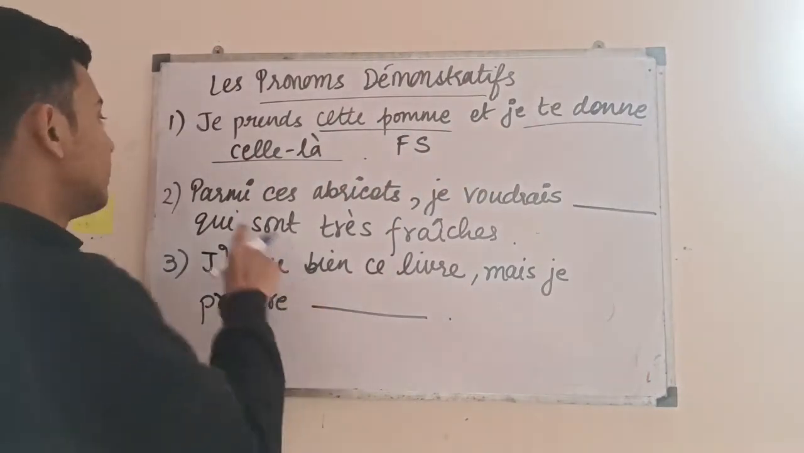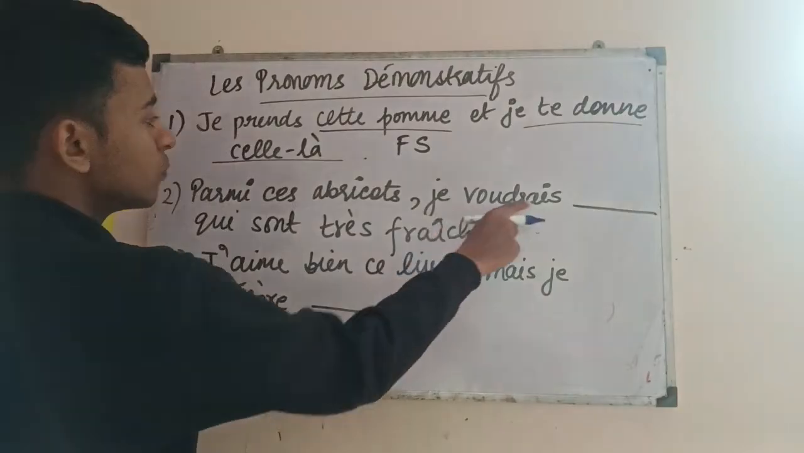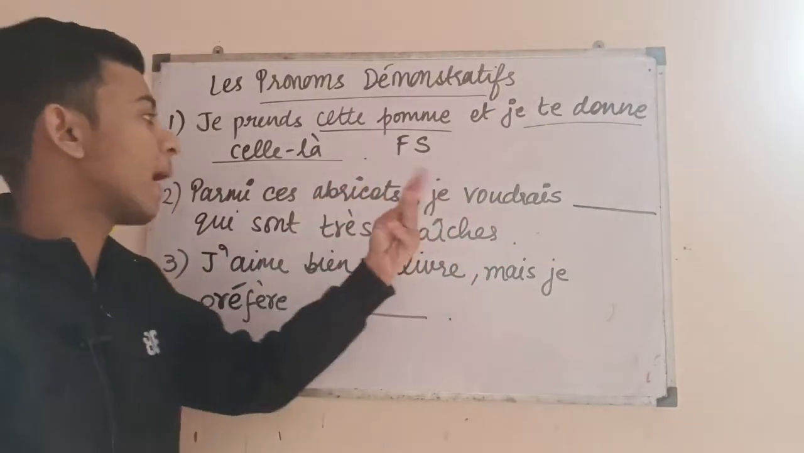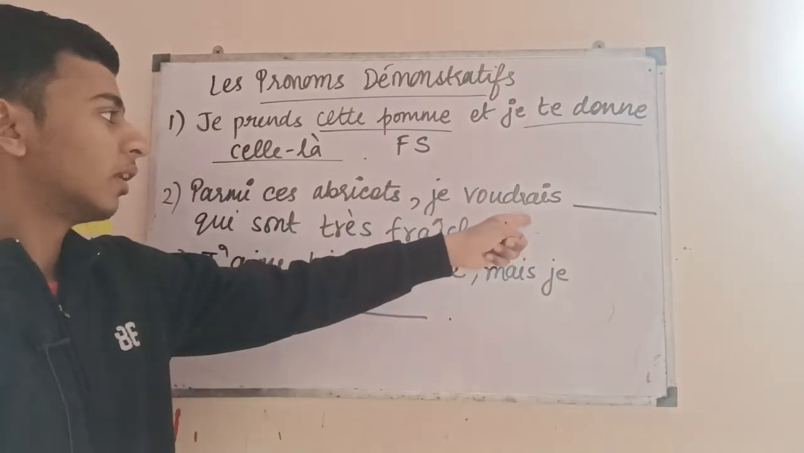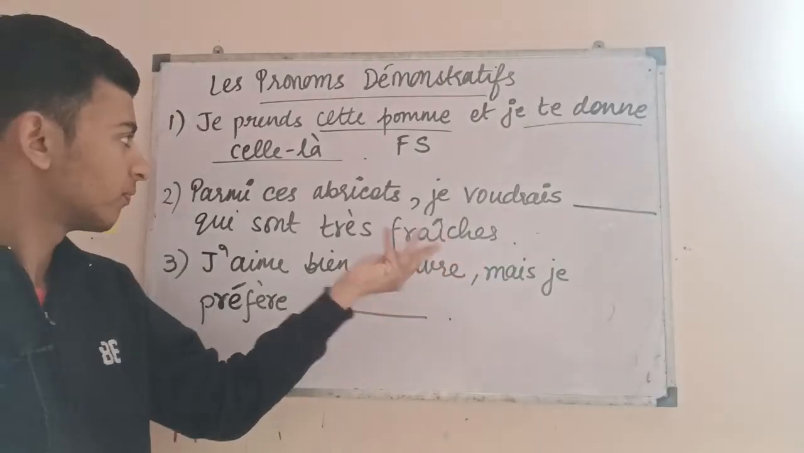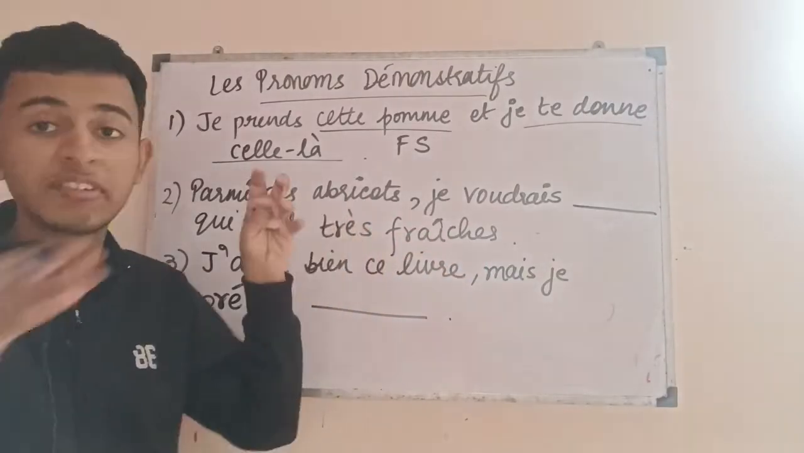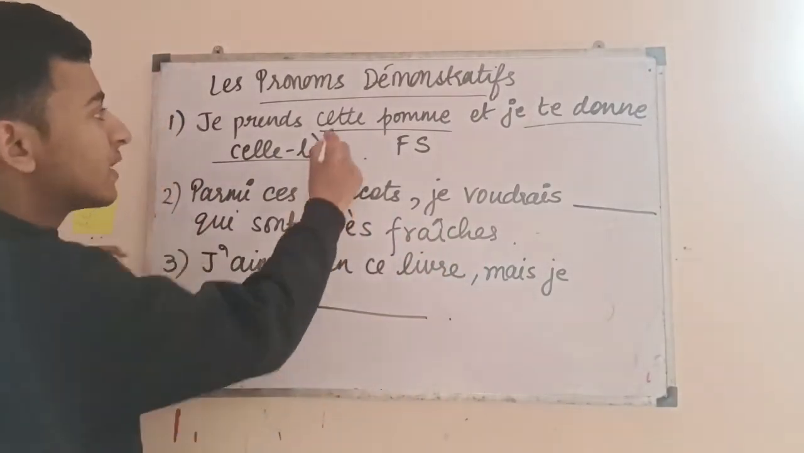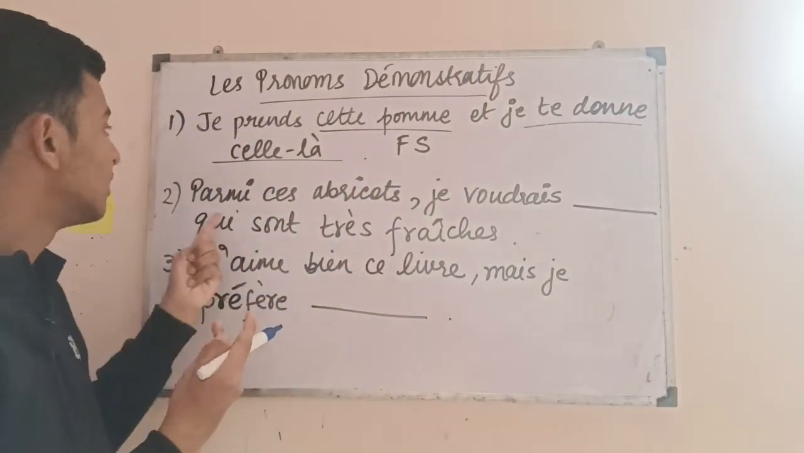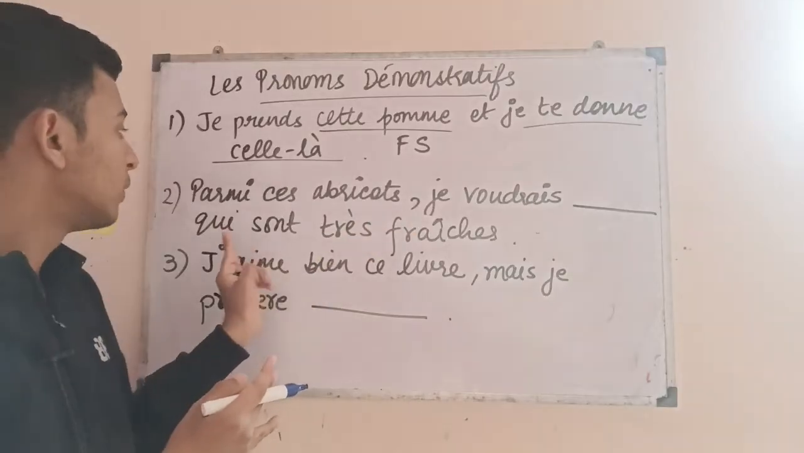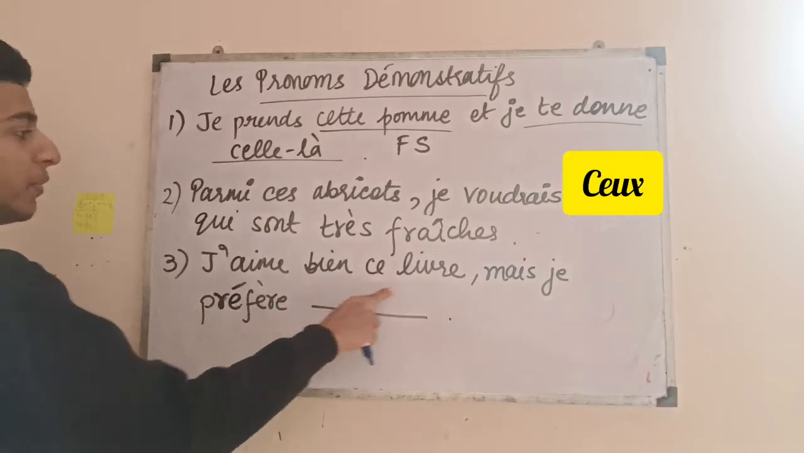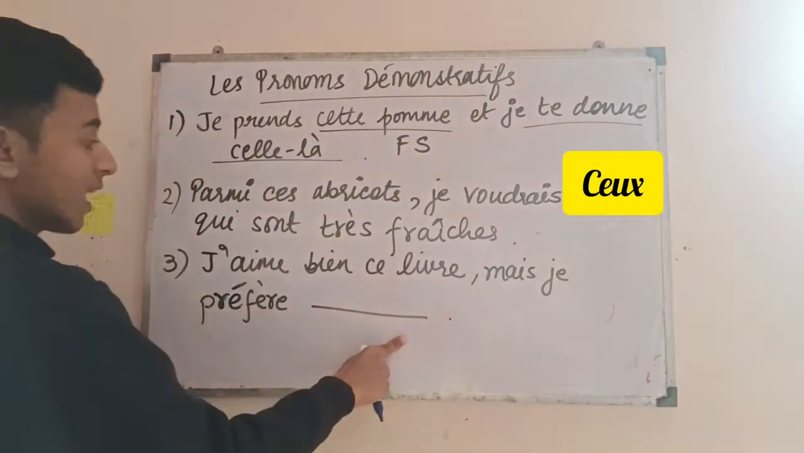Clear? Second. Parmi ces abricots, je voudrais dash qui sont très fraîches. Which means among these apricots, I would like to have dash which are very fresh. Among these apricots, I would like to have these ones. Till now, ci or là is not used. It means we will not say that. Abricot is near me. Among these apricots, I will be needing these ones. Je voudrais ceux.